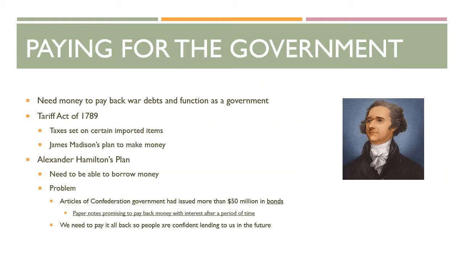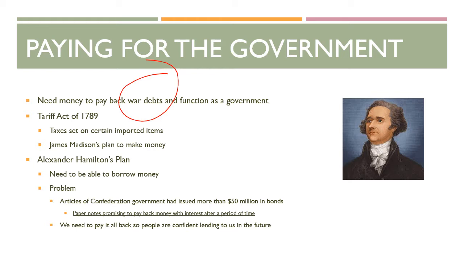The first and biggest concern that the government had was to make money. They needed money to function. That's why the Articles of Confederation failed. They didn't have any good, sustainable way of making and dealing with money. And so we needed this money to pay back the debts from our wars, okay, that we had just done, the Revolutionary War, right? We owed a lot of money, and just to function as a government.